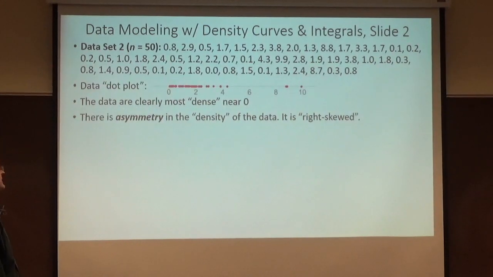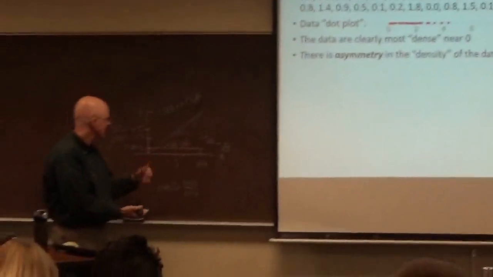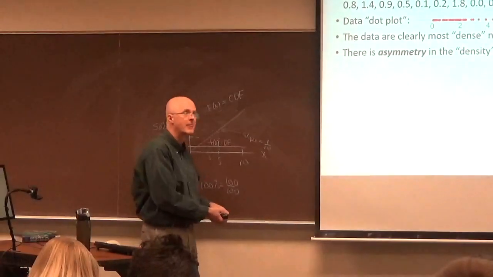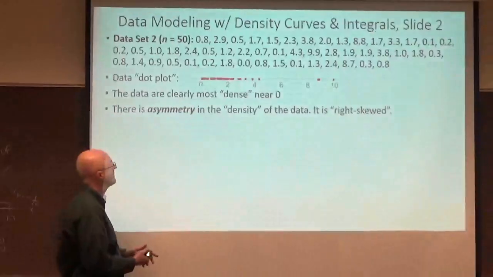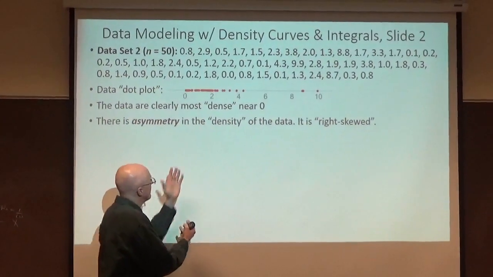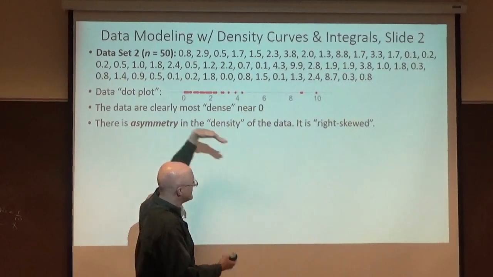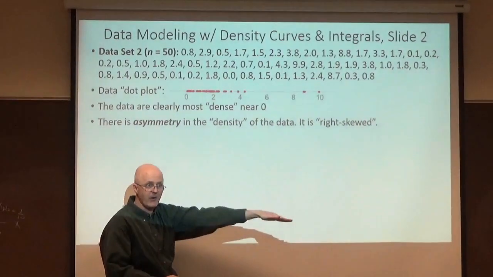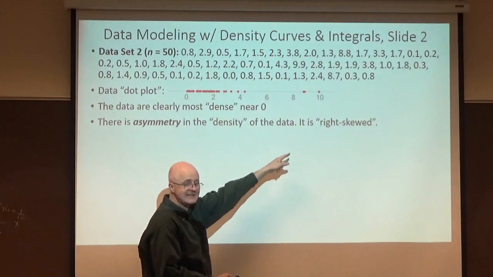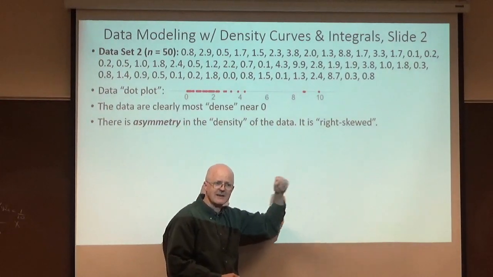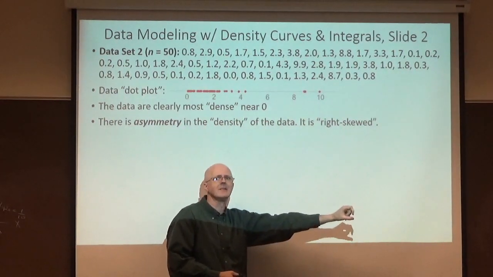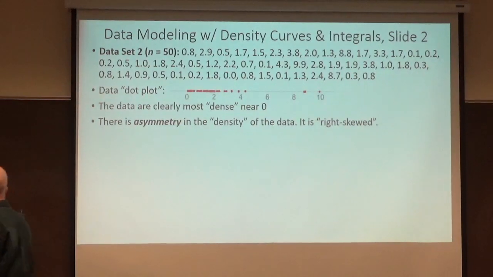There is asymmetry in the density. This uniform one is symmetric, centered on 5, and the area on either side of 5 is the same. This one's got asymmetry. More dense here, less dense there. The density curve would be high on the left and low on the right. Because of that, it's actually called right-skewed, because it's got a long right tail. That is how statisticians think about it.